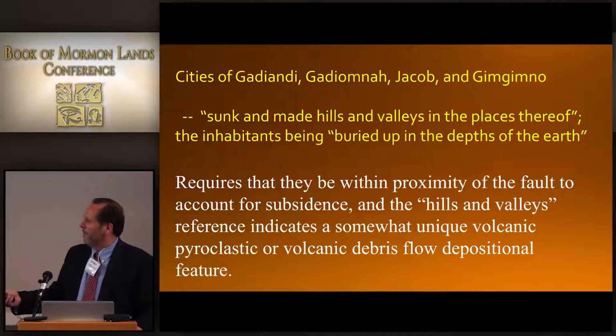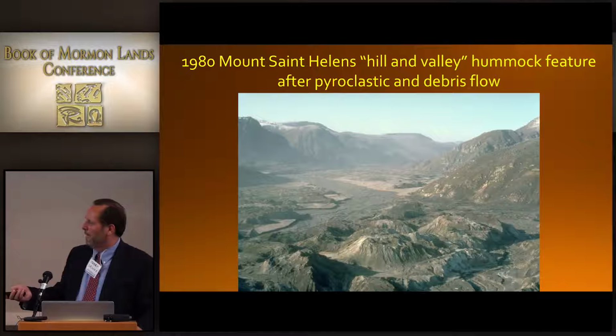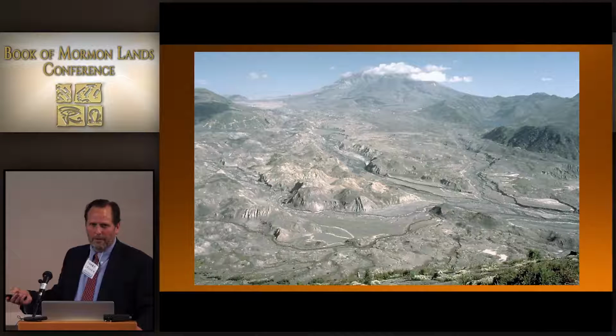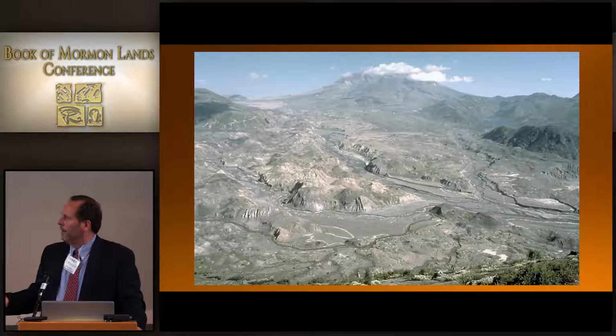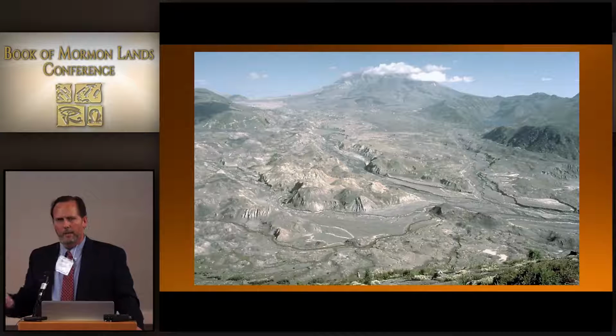These were sunk and made hills and valleys and places thereof, being buried up in the depths of the earth. Again, they require that they be within proximity of the fault to account for subsidence, you can say that either way. And the hills and valleys, I believe, was a unique description that they only gave to those particular cities. Scientists didn't really realize this till Mount St. Helens: you get these pyroclastic flows and they leave these hills and valleys. So I think that probably describes what was left after a pyroclastic flow. So you could then interpolate those cities probably within some proximity of the volcano as well.